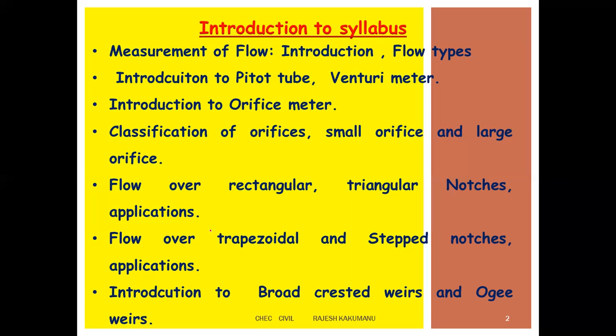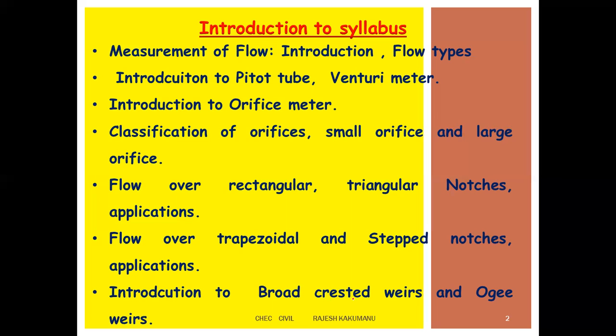So overall in this unit, the design we are discussing is rectangular type of notch, triangular type of notch, trapezoidal type of notch, and stepped type of notches, and their applications where we are using them. Next, we'll see the introduction of broad crest weirs and ogee weirs. We will see various types of broad crest weirs and ogee weirs and their applications. Like this, in unit 4, you have these topics to be covered.